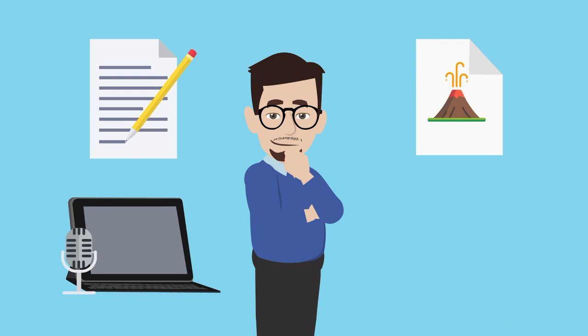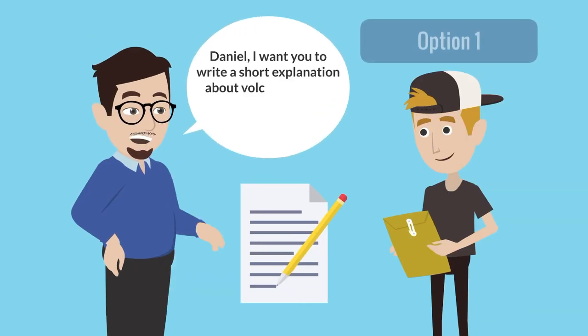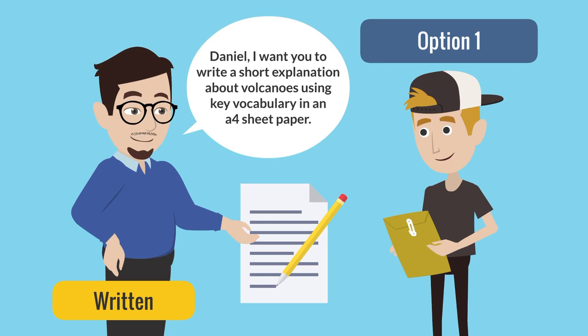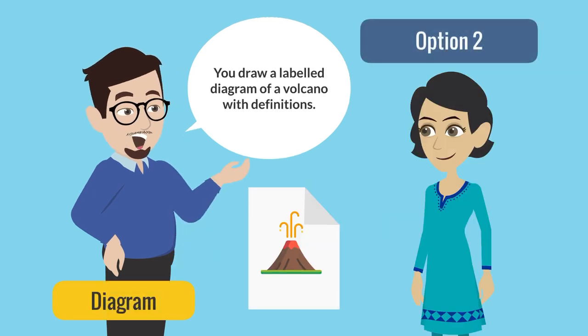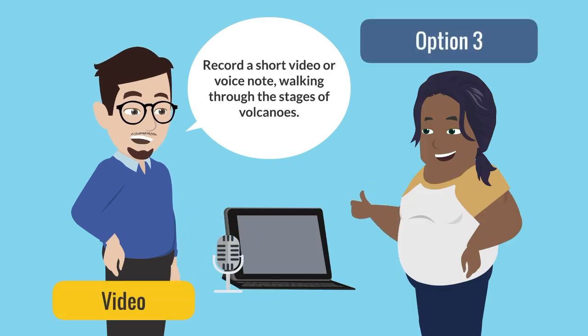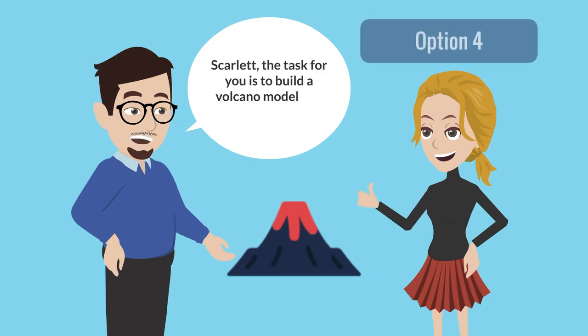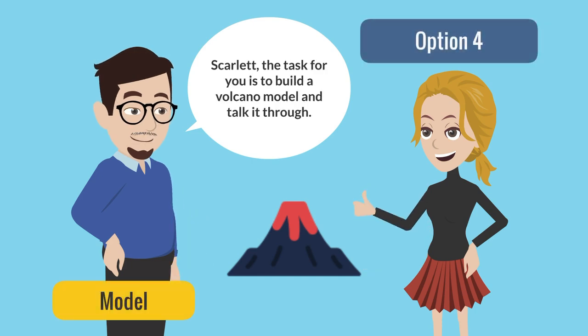Instead of asking every student to write a report, you offer a few options. One student writes a short explanation, using key vocabulary. Another creates a labelled diagram with definitions. A third records a short video or voice note walking through the stages. A fourth builds a model and talks it through.